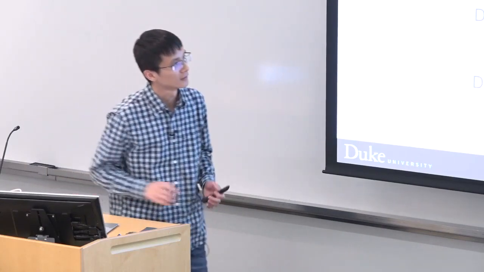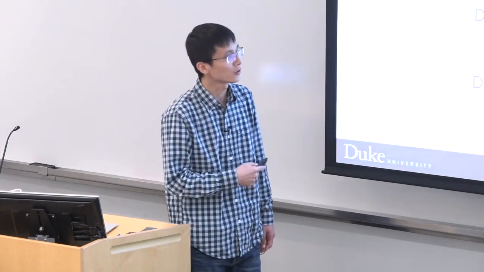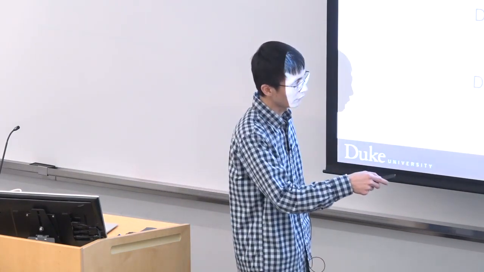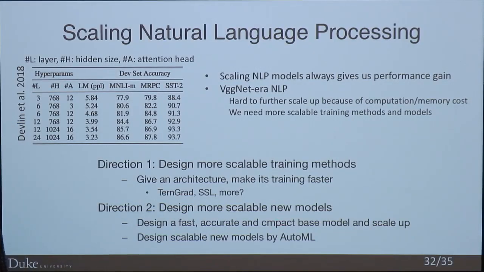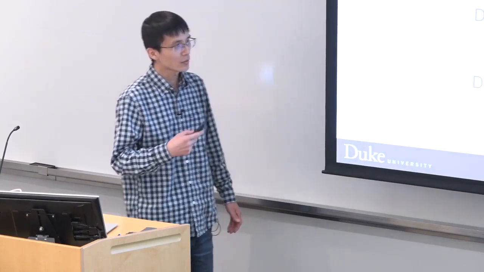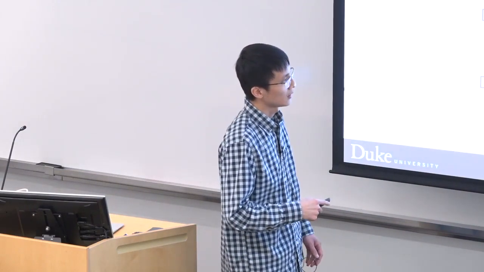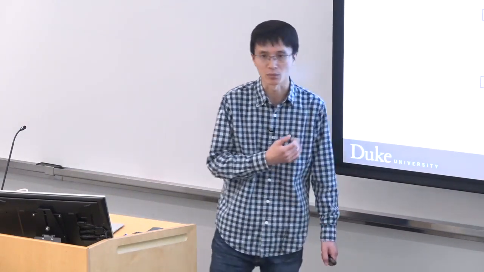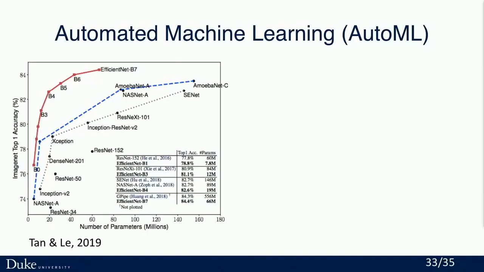Okay, got it. The second direction is to design more scalable new models. We should design a fast, accurate, and compact base model and scale up. I also believe that AutoML will play a very important role in designing compact, small NLP models. This brings me to another future research I would want to do on AutoML.